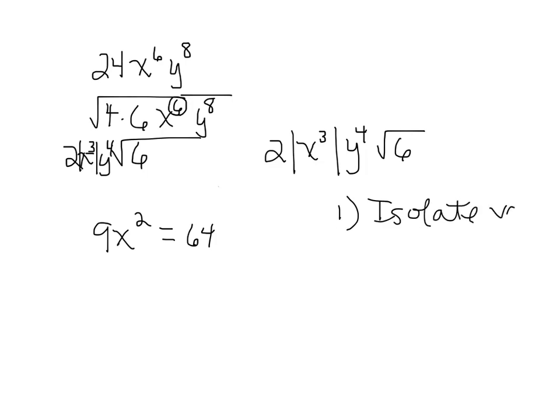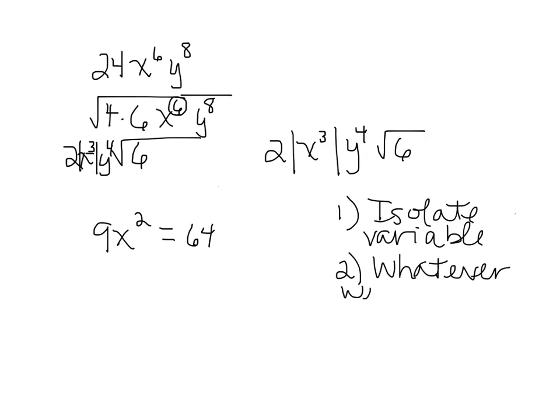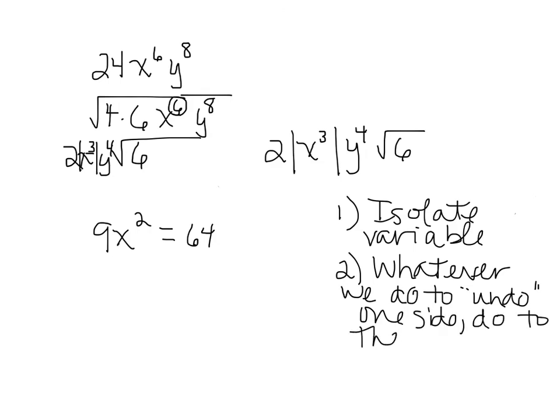Isolate the variable. And whatever we do to one side, we do to the other. We're trying to undo. So this is no different. I want to get my x alone.